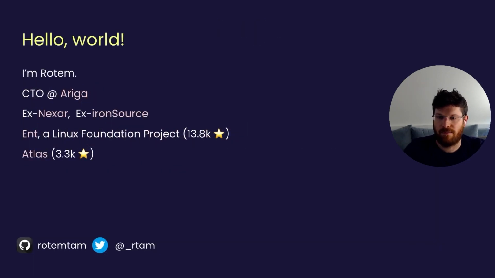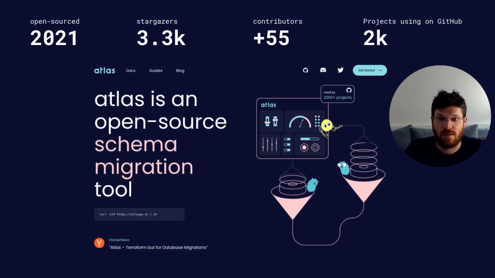My name is Rotem. I'm the CTO and co-founder of Ariga. I'm maintainer of two popular open source projects. One is Ent, an entity framework for Go, and the second one is called Atlas, which is the topic of our webinar today. Atlas is an open source schema migration tool, sometimes called Terraform for databases, but basically it's a tool that tries to apply modern DevOps principles to the domain of schema migration.